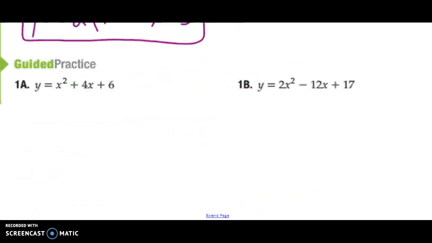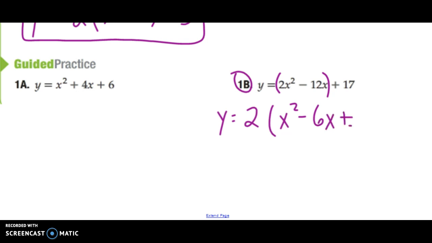Here are a couple guided practice problems. I'll have you try letter B. So if we're looking at letter B, the first thing we're going to do is put parentheses around the first two terms. I can see I take a 2 out of them. So y is going to be equal to 2 times the quantity x squared minus 6x blank, and then plus 17 minus blank. And so what's half of negative 6?